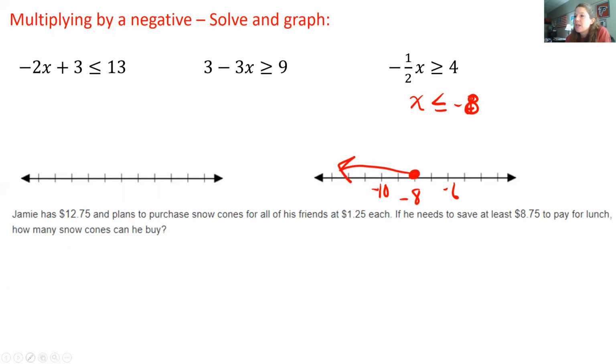Okie dokie. All right, let's look at this one. Jamie has $12.75. Can you spend that much money if you have it? Yes. Can you spend more than that? No. Can you spend less than that? You can. You don't have to spend 100% of it.